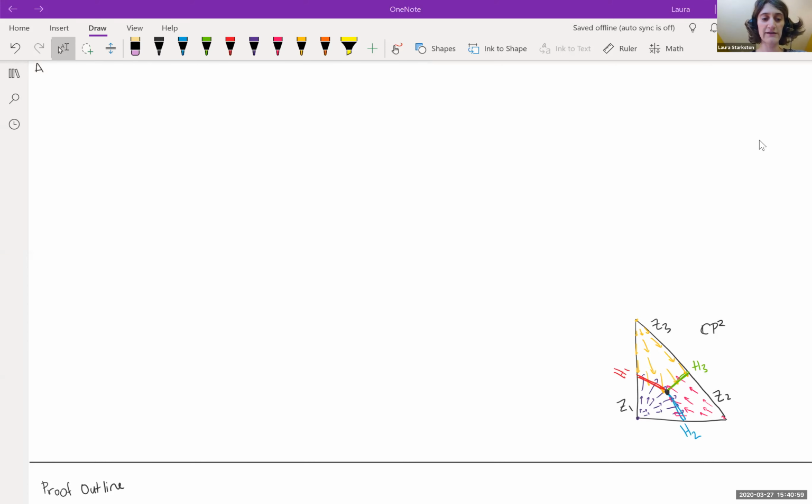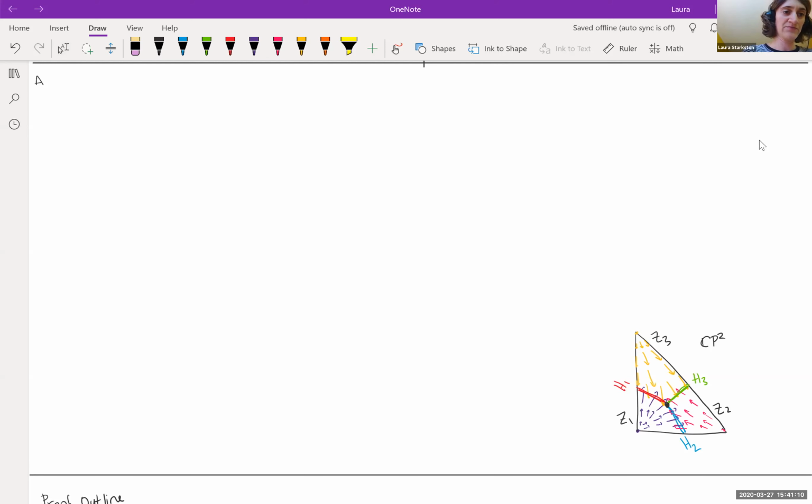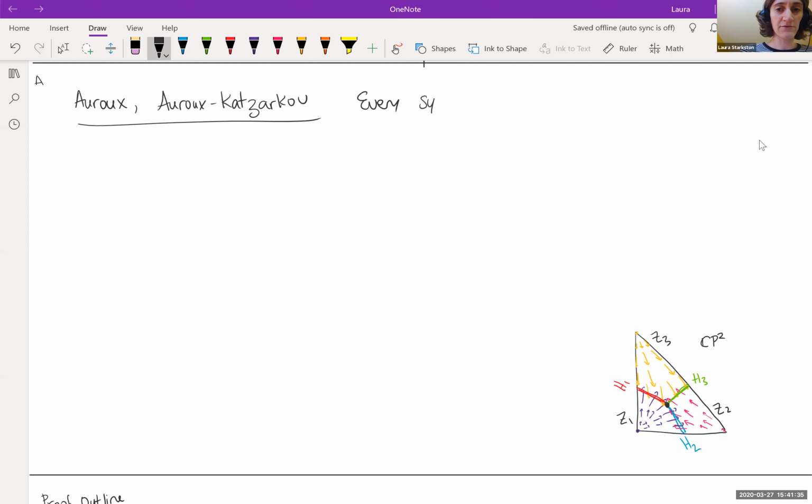So, with existence proofs, you kind of need a bit of a hammer to be able to say something about all symplectic manifolds. And so the hammer that we chose to use was the result of Auroux, and a kind of improvement by Auroux and Katzarkov, about symplectic manifolds being branched covers of CP2. So every symplectic manifold, and by every, I mean every closed symplectic manifold, admits a map to CP2.